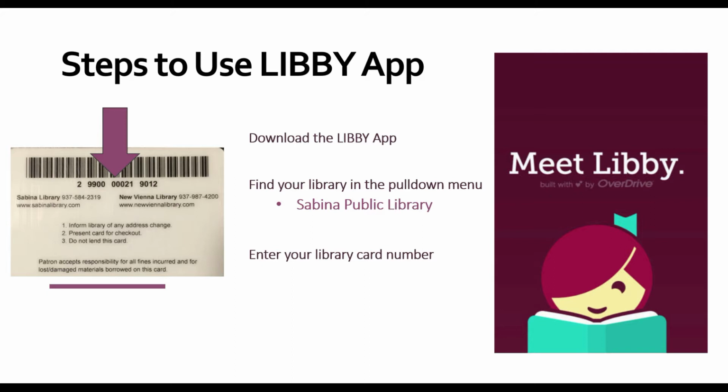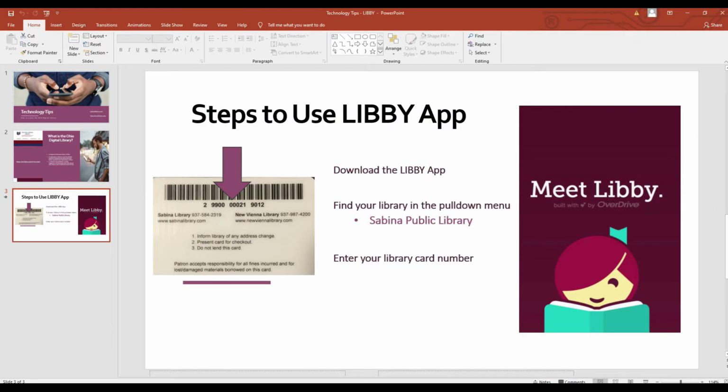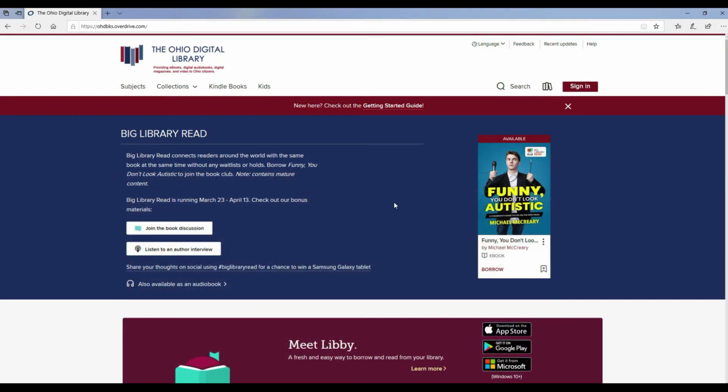Now, we realize that not everyone has maybe a handheld digital device, or perhaps you just don't have room to download another app. So I want to also take a look at how you can use the Ohio Digital Library using your computer. This is the website that you will want to start at. Notice right here the URL again is ohdbks.overdrive.com.